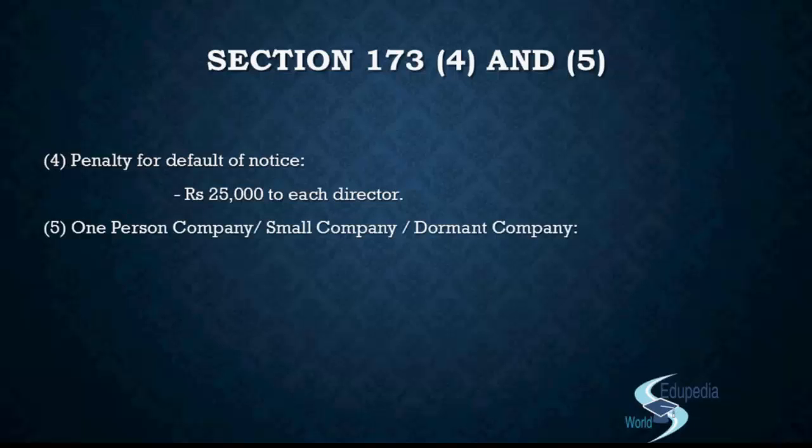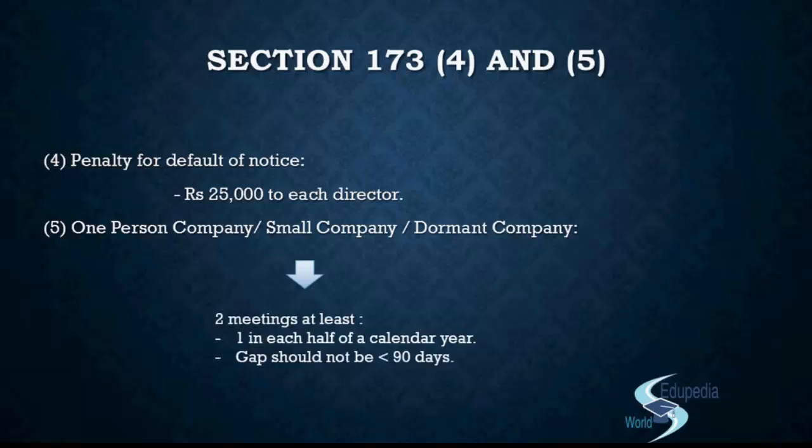Now we had a pending subsection 5 that we had to discuss along with subsection 1, but we didn't. So we'll cover it over here. So subsection 5 deals with the meetings in case of a one-person company, small company and dormant company. Sorry, not a notice, the number of meetings to be conducted. So the number of meetings for them would be just 2 meetings in a calendar year, right? That is the minimum. And in that case, 1 meeting should be conducted in each half of the calendar year. You had no such provision while you were discussing the meetings in the normal company. You had to have 4 meetings, but 1 in each quarter was not a mandate. But over here, 1 in each half of the year is a mandate, right?